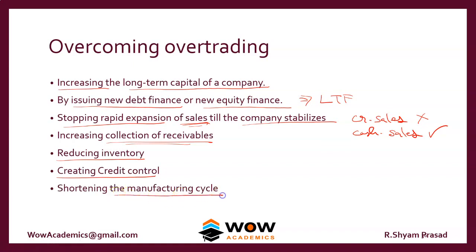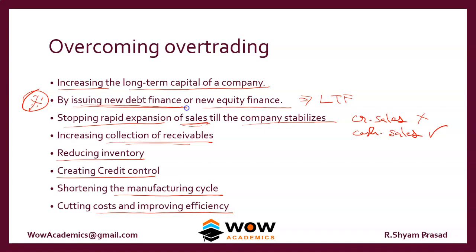Shortening the manufacturing cycle. If the company is a manufacturing company, then it has to shorten its manufacturing time. Cutting costs and improving efficiencies. We can cut the costs here and there, and we can try to improve the efficiency. But the most important point of all these is that to immediately solve the overtrading problem, the company has to go for long-term debt finance or long-term equity finance.